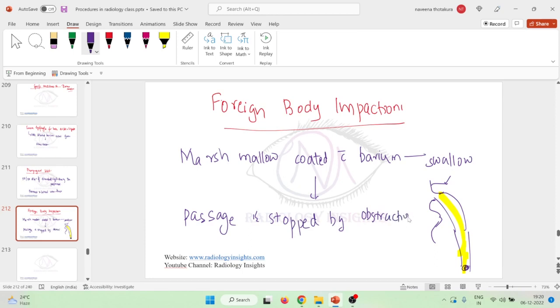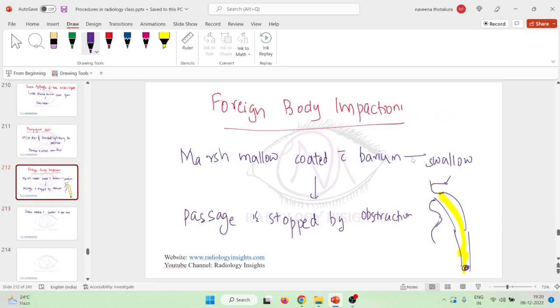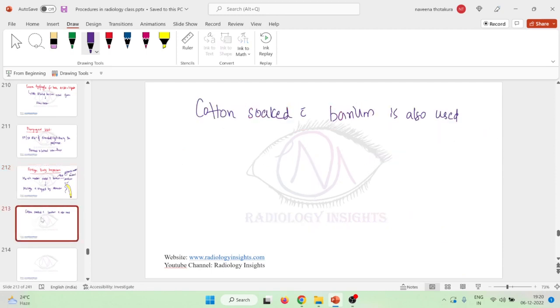You can either use a marshmallow coated with barium, or sometimes cotton soaked with barium can also be used. But what is best? The marshmallow coated with barium is best because the marshmallow is food, an edible agent, and because it is edible, it will dissolve. As a result, the marshmallow coated with barium is better than the cotton soaked with barium.